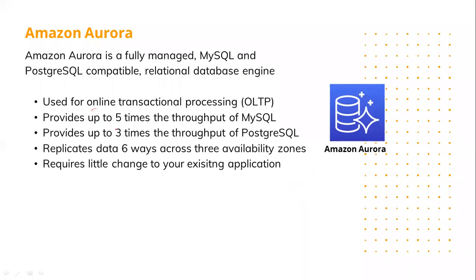So this Aurora is used for online transaction processing, which is OLTP. It provides 5 times the throughput of MySQL, 3 times the throughput of PostgreSQL, and it replicates data 6 ways across 3 availability zones for high availability. And it requires little change to your existing application if you want to go for Aurora instead of MySQL or PostgreSQL.